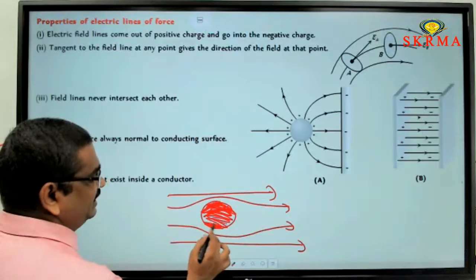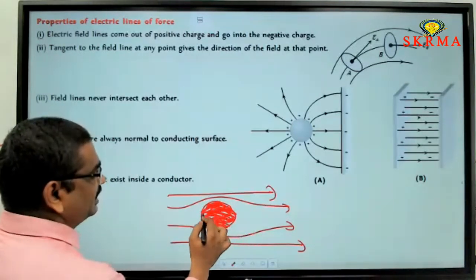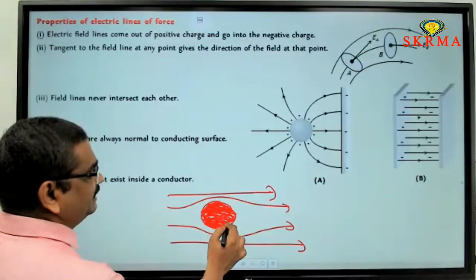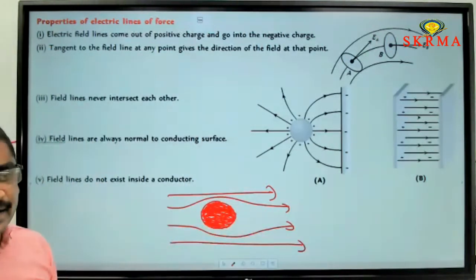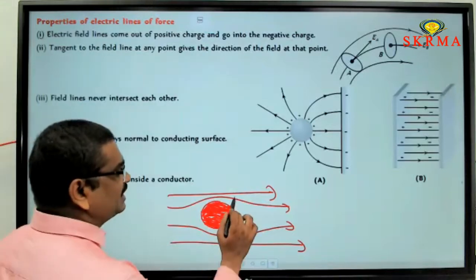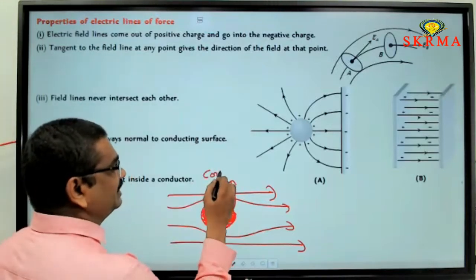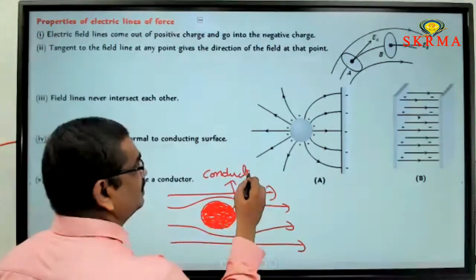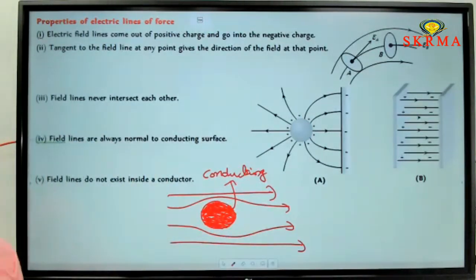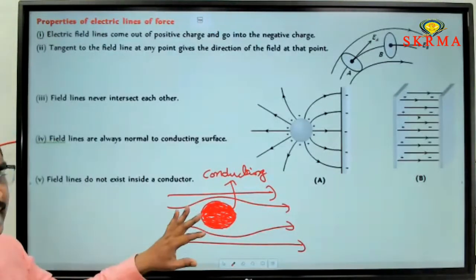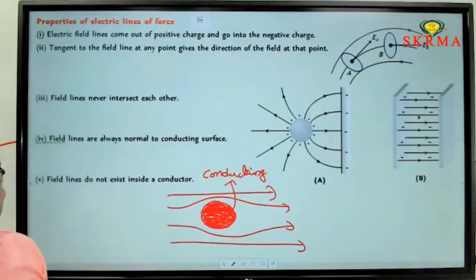Now, can you specify about this sphere? Here, there is no electric field line within the sphere. Outside only there, but there is no field line within the sphere. So what is the conclusion about this sphere? This is a conducting sphere. If it is conducting, then there is no field line within it. That is the conclusion. For any conducting one, there is no field.